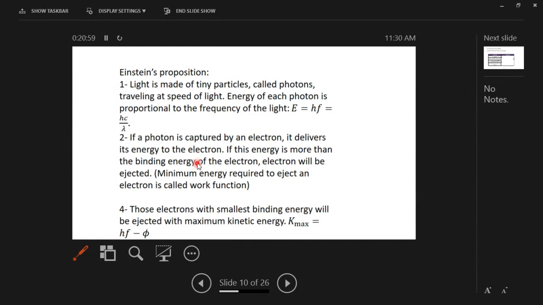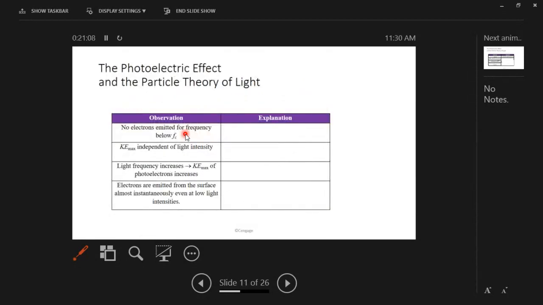And you can see that these propositions immediately solve all of the problems that the classical theory had. So let's see. Observation says that no electron is emitted for frequencies below the cutoff frequency. Well, the explanation using Einstein's theory: if you want to have photoelectrons as a result of absorbing a photon, the photon's energy, which is hf, has to be greater than or at least equal to the work function.